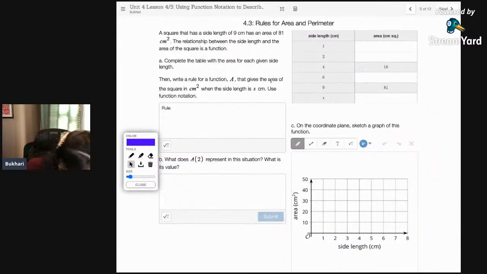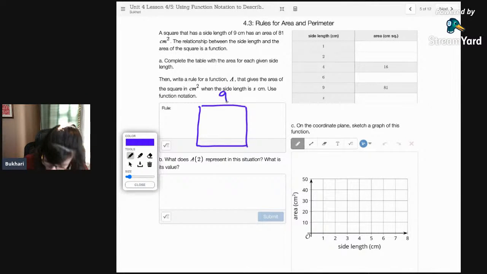For example, the square has a side length of 9 centimeters and an area of 81 square centimeters, right? If I have a square, think about your squares. Square has a length of 9. I have an area of 81. Remember, area for a square represents our side length squared. If I want to find the area, I know to do 9 times 9, which gives me 81. And so we want to represent the relationship between the side length and the area as a function.